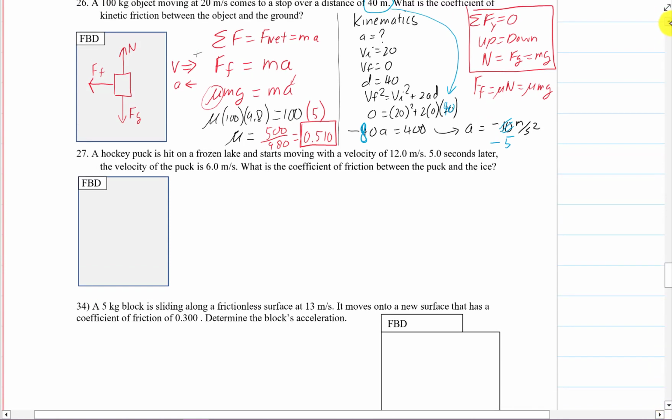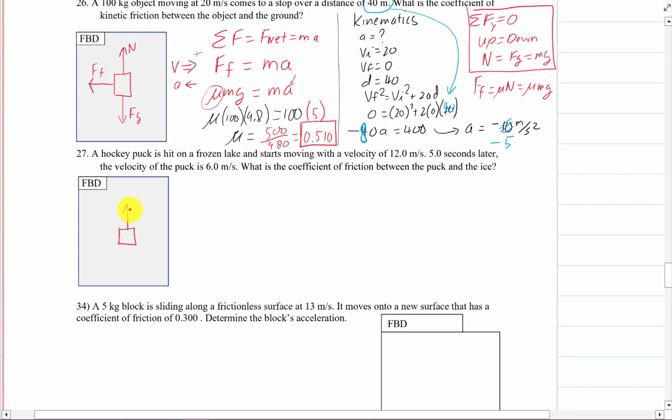Get a head start on that, please. A hockey puck is hit on a frozen lake and starts moving with a speed of 12 meters per second. 5 seconds later, the velocity is only 6 meters per second. What's the coefficient of friction of the puck on the ice? We don't have to worry about the hit. The hit made it have this velocity. We're not asked to find out what that was. We're asked to find out, after the hit, what slowed it down, what's the coefficient of friction.